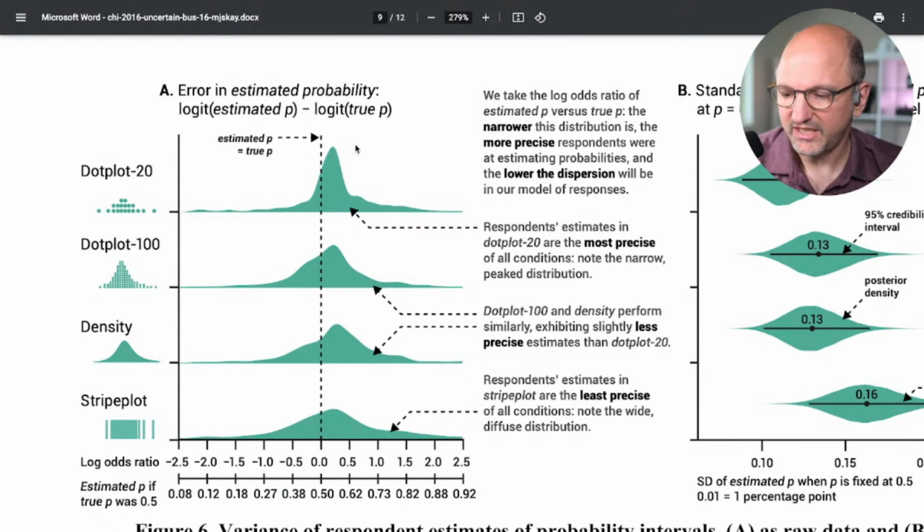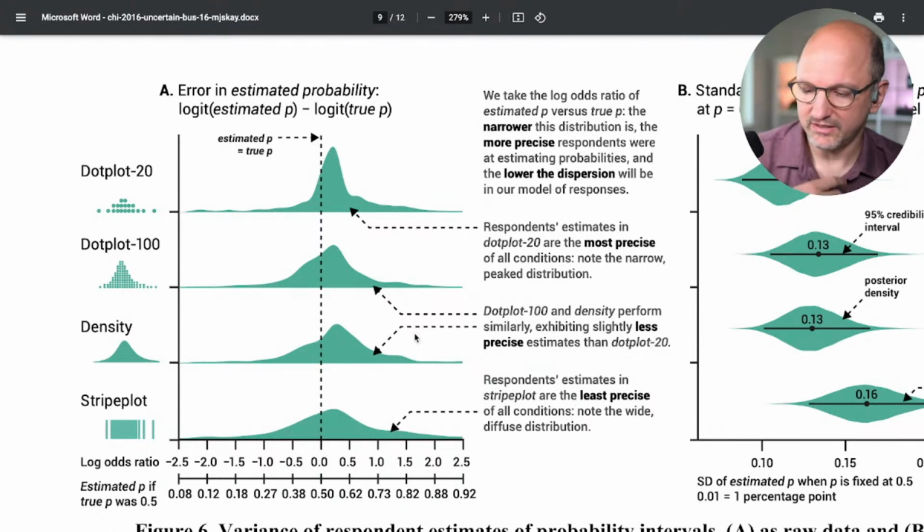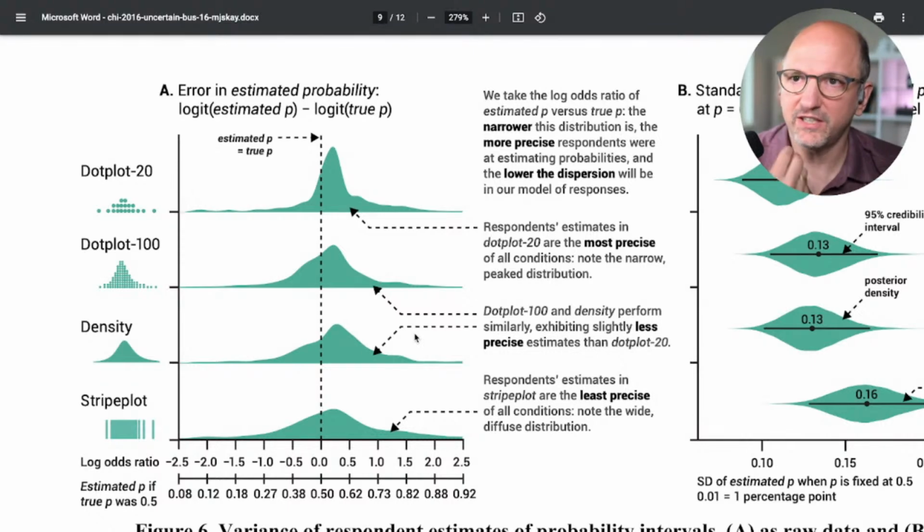And it's not just that, but also how they felt about their confidence: the confidence they had was lower with these other techniques. So it was really interesting to see, somewhat counterintuitively, that people would be able to work with fewer dots and do better than with more.